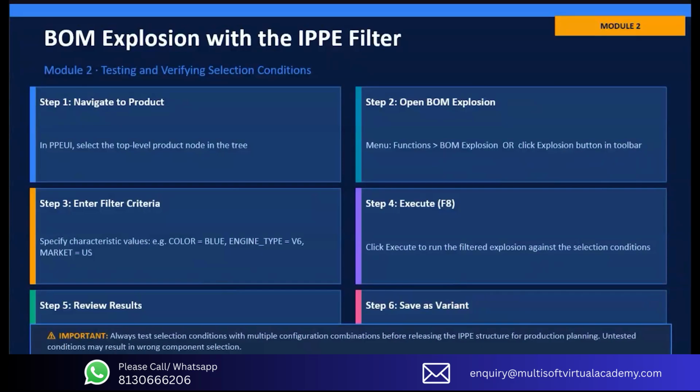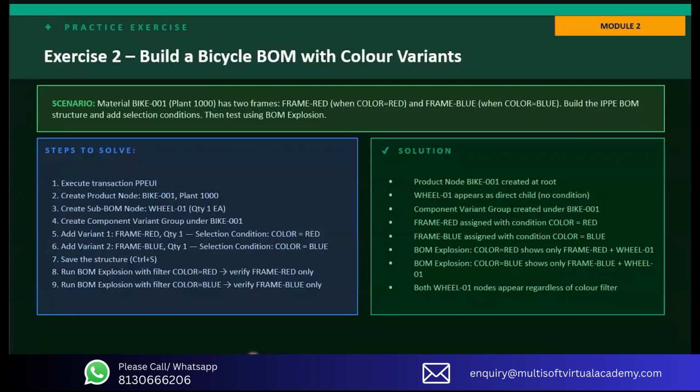Okay. So here you see, always test selection conditions with multiple configuration combinations before releasing the IPPE structure for production planning. What does it mean? You have a filter, you open up the filter and you test all the combinations. And then if you are satisfied with them, you save them as a variant and you can release it for production. Until then, you can just test it. Untested conditions may result in wrong components. Obviously, if you don't test it properly and then execute it, it will select the wrong one.